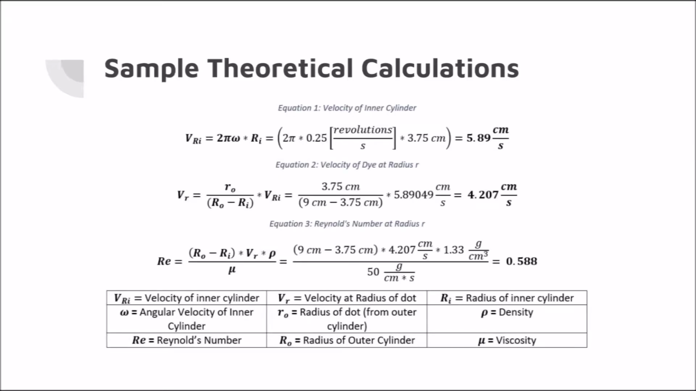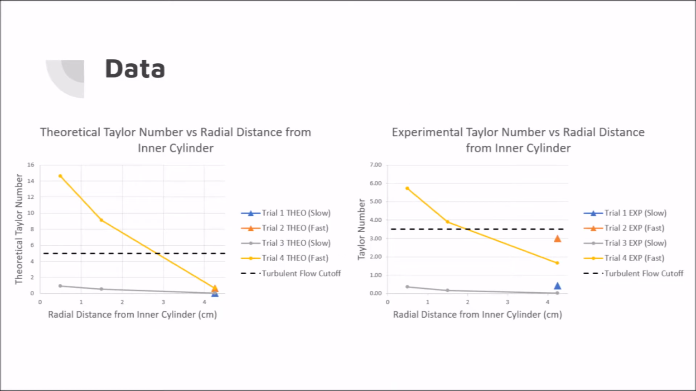After trial completion, we extracted the angular velocity of the inner cylinder and converted it into a linear velocity using the cylinder's radius. This velocity was then multiplied by a ratio of the radius of the circular dye flow over the overall distance in container radii to obtain the linear velocity of each dye droplet. Once we had this, we inserted this value into the Reynolds equation to determine the Reynolds number of each flow.